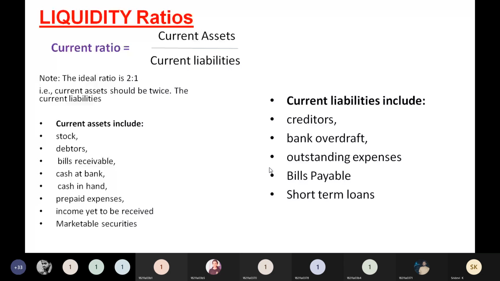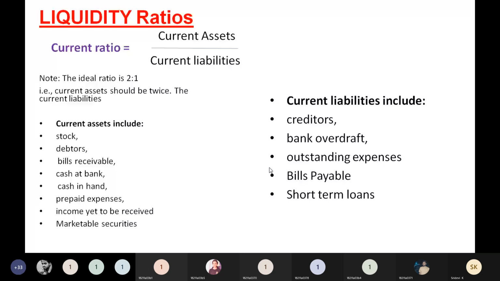To identify the current ratio, first you identify the current assets list that was given in the problem. After identifying the current assets, you sum up the amounts given under each current asset. For example, if stock is 1 lakh and debtors is 50,000, then 1 lakh plus 50,000, like that you go on adding. Then you will get the total current assets.